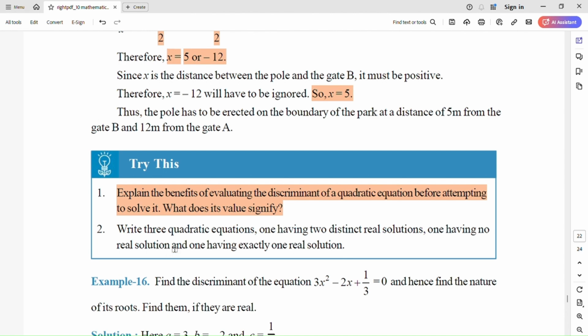Okay. Yeah, this is very easy. You take two distinct roots, you call it x minus 2 into x minus 4 equal to 0. You actually multiply and make the quadratic equation. That will become x square minus 6x plus 8 equal to 0. And exactly one real root, how will you get it?